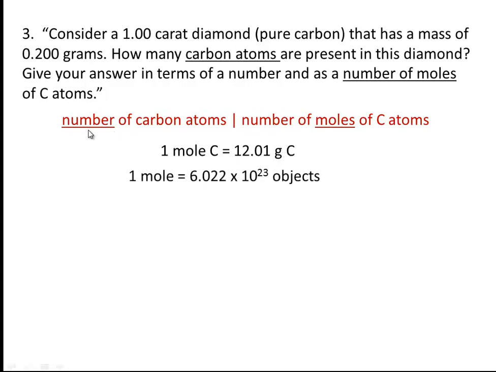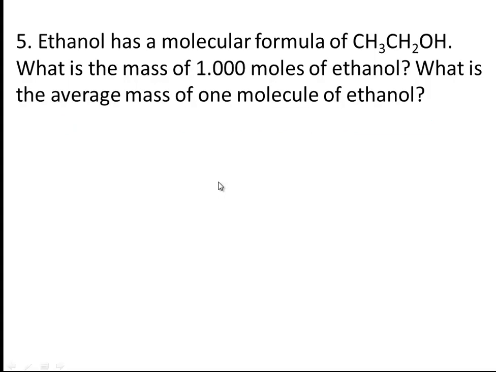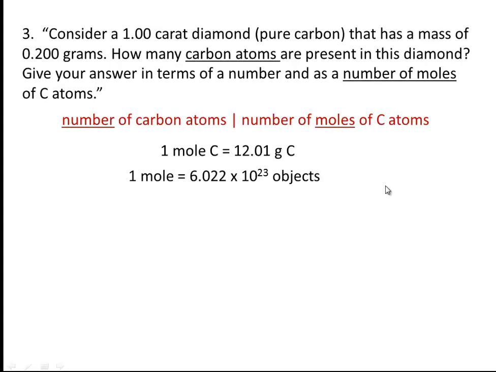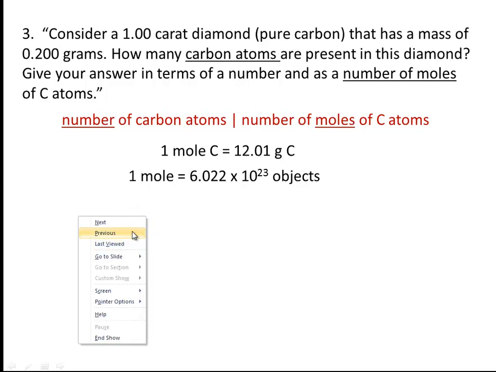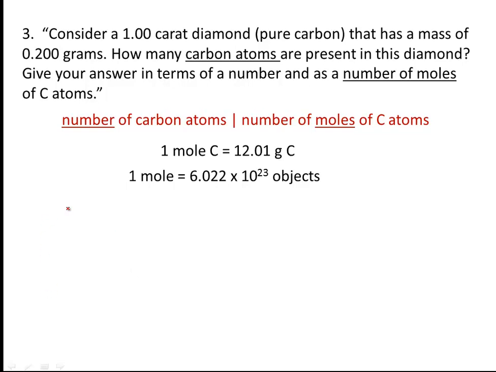Now, in order to figure out how many carbon atoms you've got altogether, you've got to know the equivalence between moles and how many objects. We know that 1 mole is equal to this many things. So let's start by solving for the number of moles. Let me see if my pen is working here. There we go. We start with the given, which is the amount of the carbon.